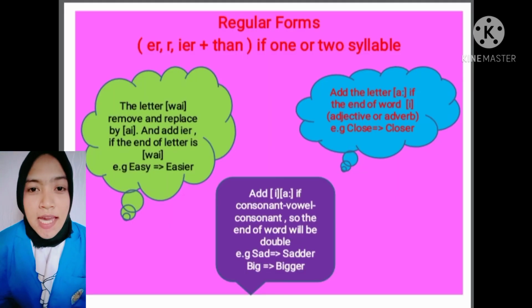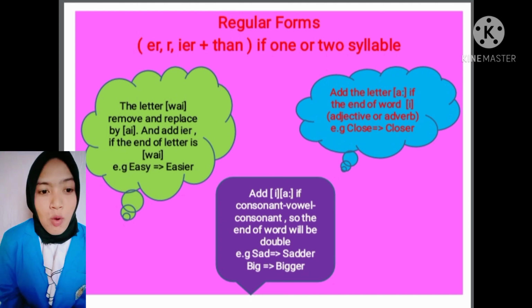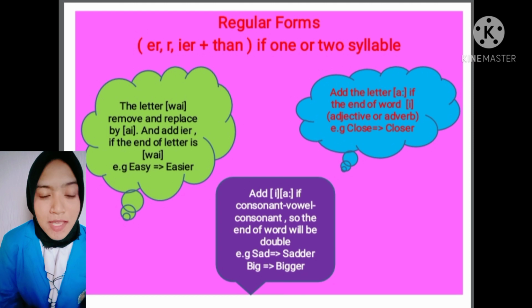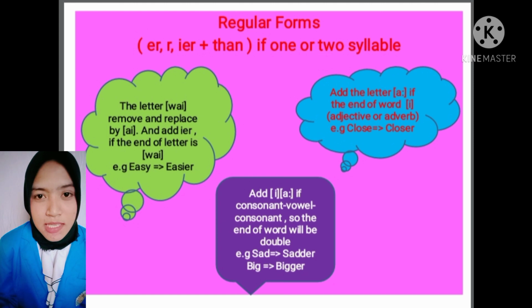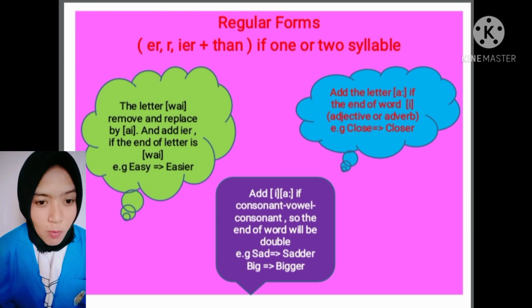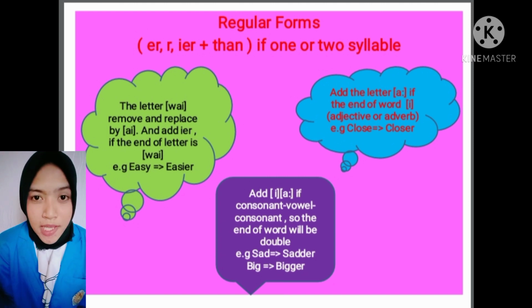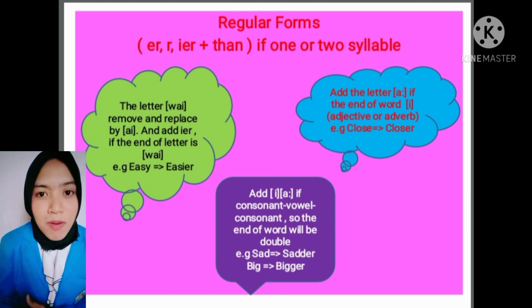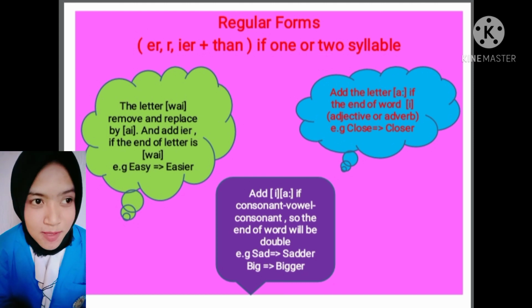Comparative degree has rule. If at the end of word ends with letter Y, so Y will be removed and replaced with the letter I and add ER at the end of word. For example, easy, Y will be removed and replaced with I and add ER. So it will be easier. Okay, do you understand?